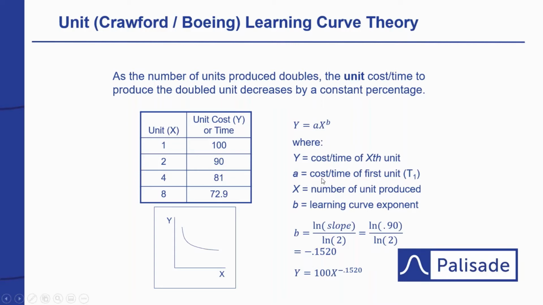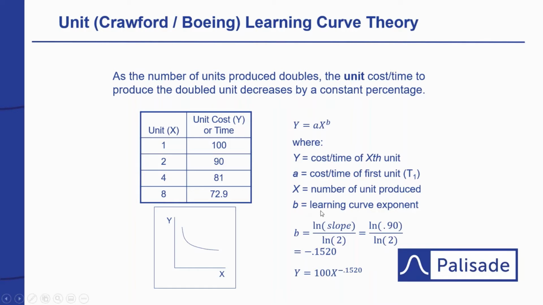A has a special significance. It's the cost or the time of the first unit. In fact, in many places it's referred to as T1, the theoretical cost or time of that first unit. So the constant A in this equation has a very specific meaning. In fact, if we looked over here, we're starting in this example with 100 as the cost or time for that first unit. So I know already that A in this equation, if I go to model it, should be 100. Go down the line, you see what X is.